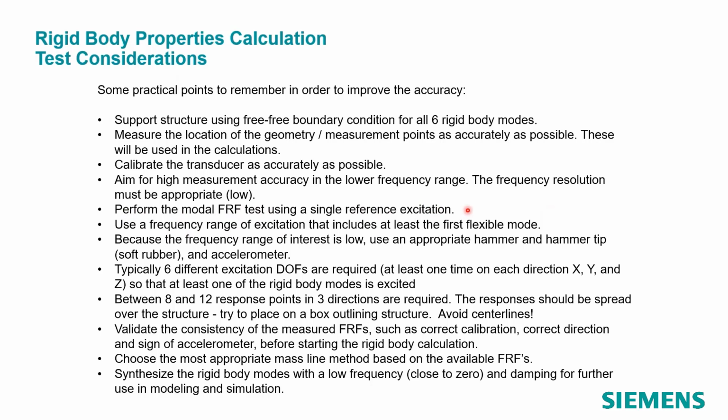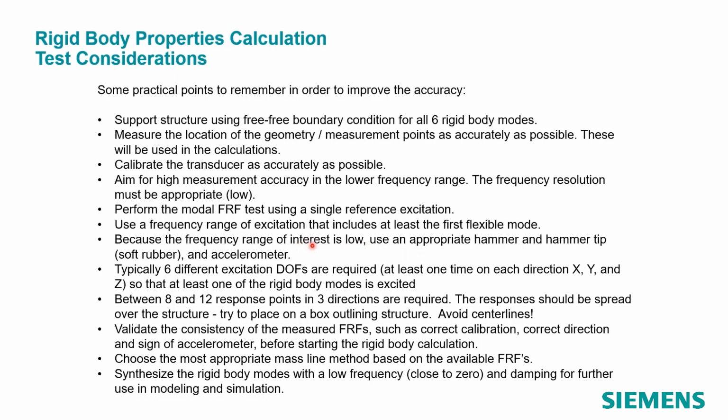Perform the modal test using a single reference excitation. This just means I'm not going to put 6 shakers on it at once, usually. If I put 6 shakers on it, I'm probably adding 6 constraints, so it's not going to be free to move about those 6 degrees of freedom. Usually we use a hammer, and we route that hammer to at least 6 impact locations. Use a frequency range of excitation that includes at least the first flexible mode, so you want to know where that first flexible mode is.